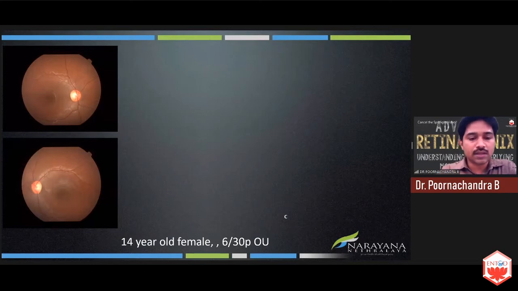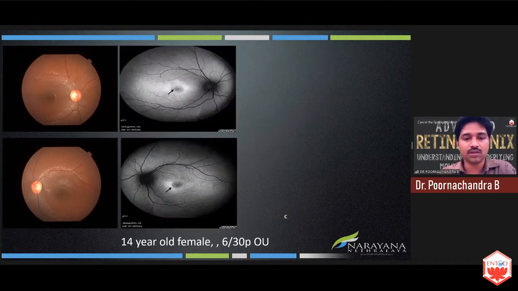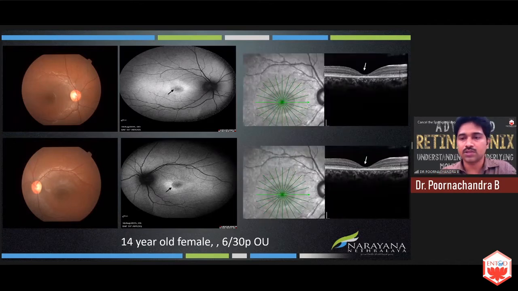So let me quote another case example. This was a 14-year-old female who had blurred vision with a corrected distance visual acuity of 6/30. The fundus clinically looked normal, but on autofluorescence it had subtle changes, and OCT showed foveal thinning with loss of the photoreceptor layer and outer nuclear layer.